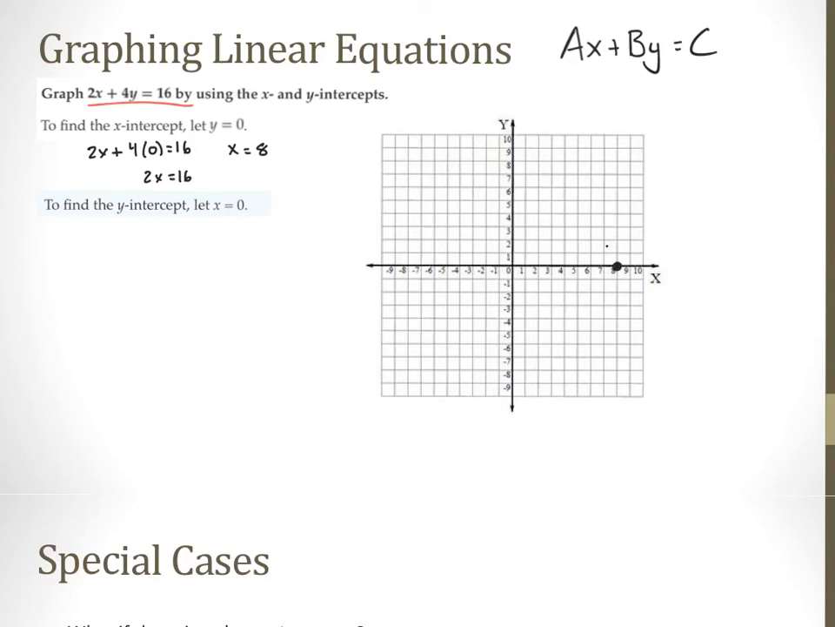Now, to find the y-intercept, I plug 0 in for x. So I have 2 times 0 plus 4y is equal to 16. Solve for y: y is equal to 4. My y-intercept is 4. And there's my y-intercept. Now that I have my two intercepts, all I need to do is connect the dots, draw my arrows because this is a line, and now I have graphed it.